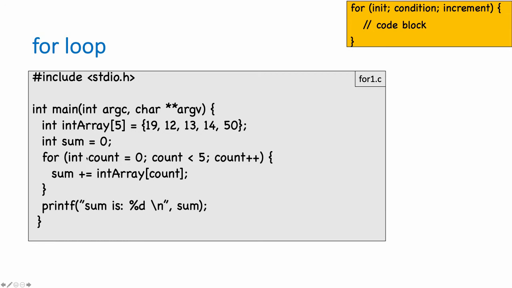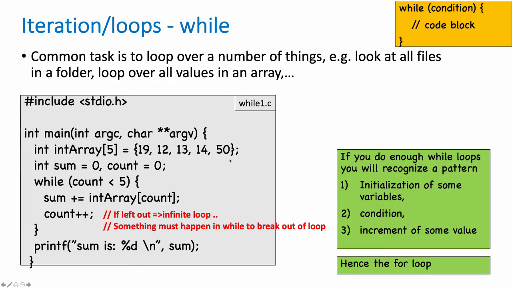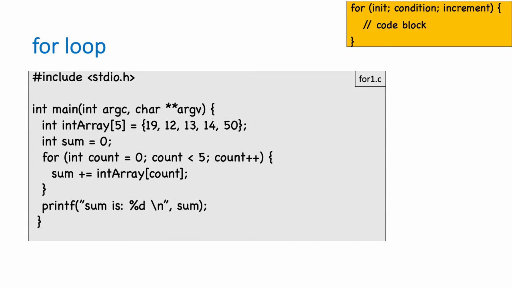So here's a for loop. We're doing the same thing as we did previously: int sum equals 0. And then we're going to start off where count equals 0, count is less than 5, and count plus plus. So if we look at the previous code, this just looks better. So that's the typical use; while is not commonly used when we're iterating over a number of known values.